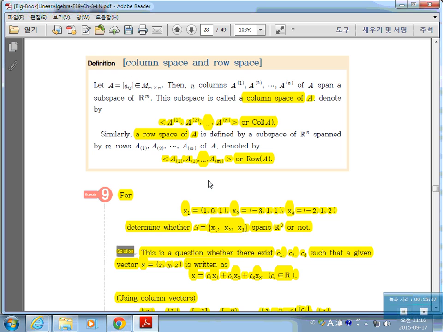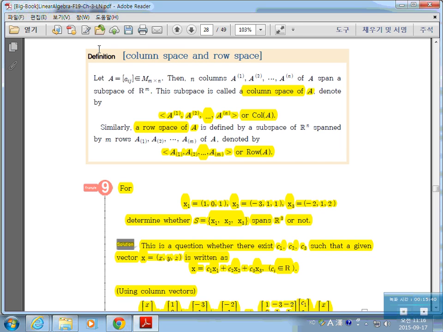Next, column space and row space. Let A be an n by n matrix, then the n columns can be written in this way. And the n columns span a subspace of Rn, because n vectors in Rn span a subspace. We call that subspace the column space of the given matrix A, and denote it by the span of the column vectors, or the column space of A, like this. They are the same.